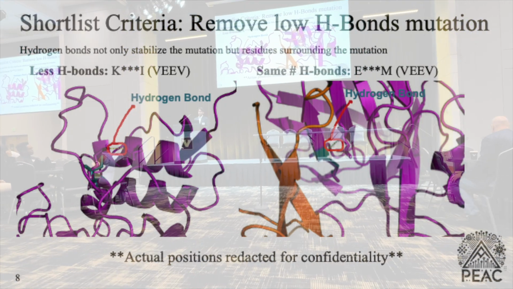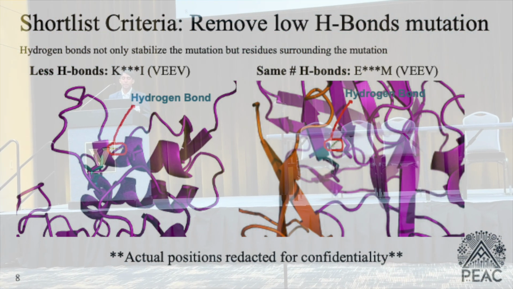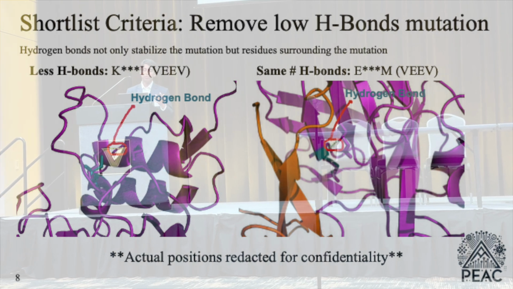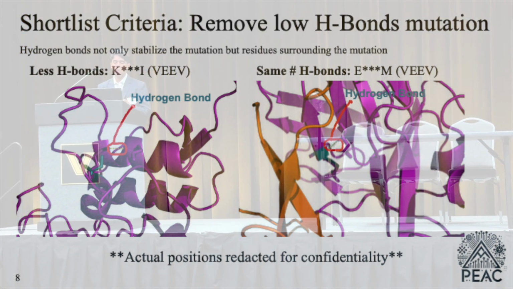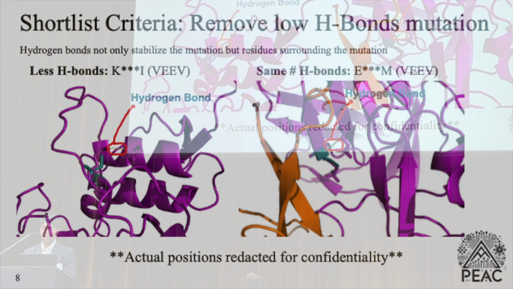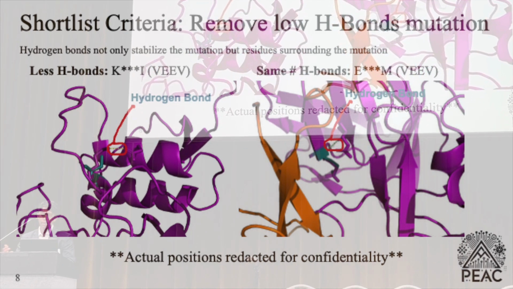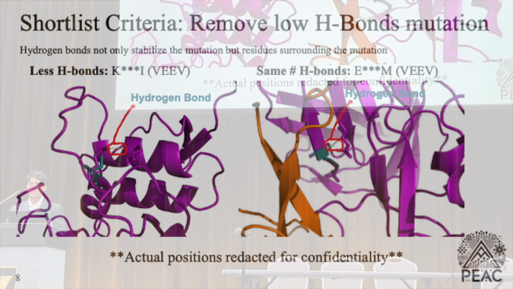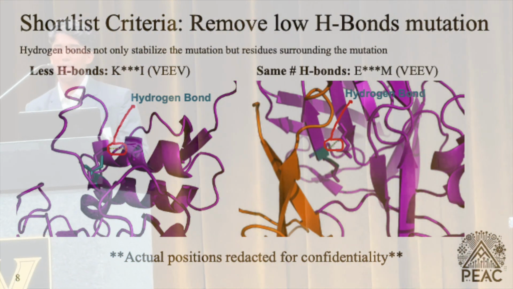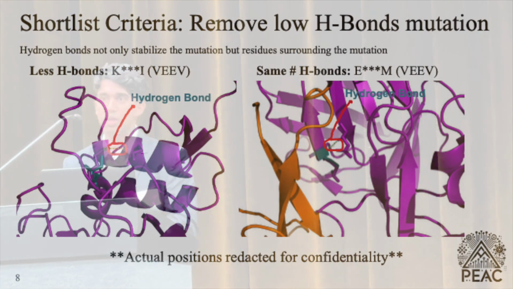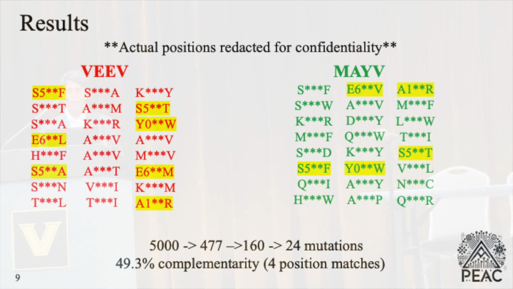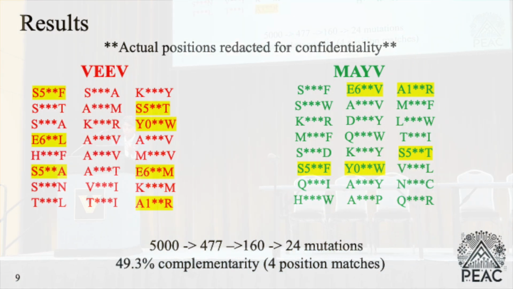We've also removed all the ones that have a decreased number of hydrogen bonds. Hydrogen bonds stabilize the mutation as well as the entire molecule. If we remove something that has a hydrogen bond, not only are we impacting that mutation, but also the other things that are binding to the hydrogen bond, they don't have something to hydrogen bond to. So that makes the entire energy actually unfavorable. And so we've removed everything that has fewer hydrogen bonds, and we've kept everything that has the same number of hydrogen bonds or more. With all of that, we have come up with these results for VIV, 24 results for each one.